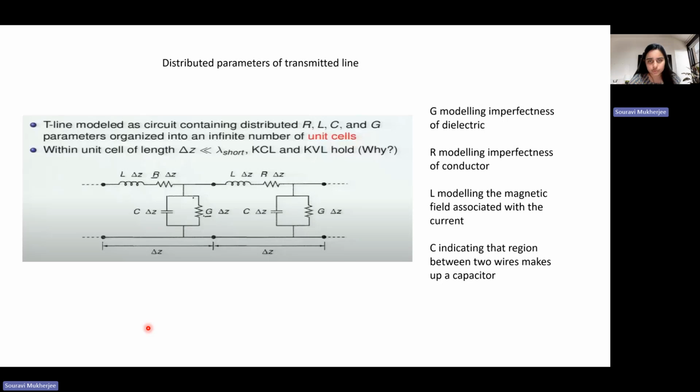So in those cases, one can define distributed parameters for the transmission line, where you break the transmission line into small unit cells such that each unit cell can be considered as a lumped circuit. And in each lumped circuit, you will have R, L, G, and C. Because you have two wires involved, you would have an associated capacitance to it. Because there's a current flowing through it, there'll be inductance associated with it.